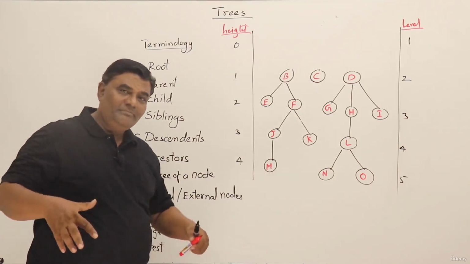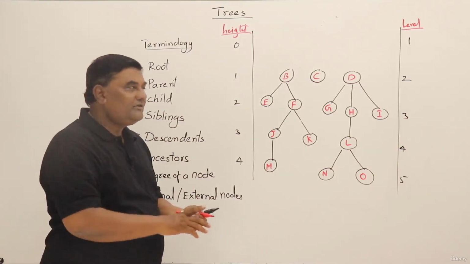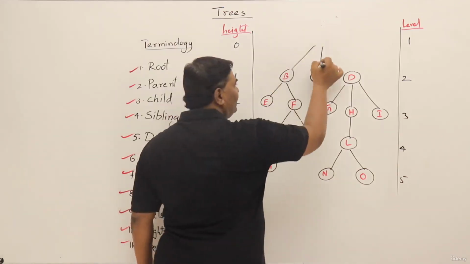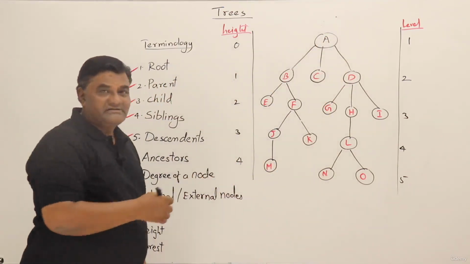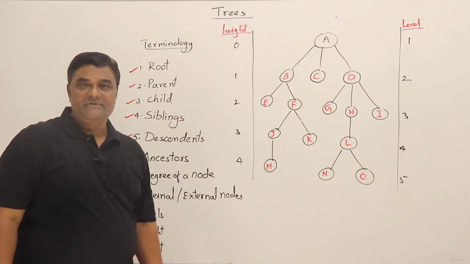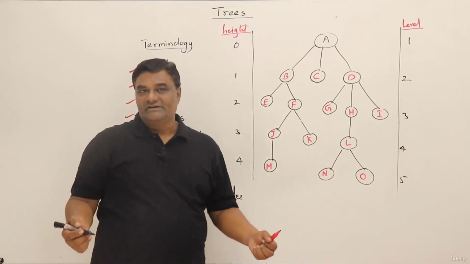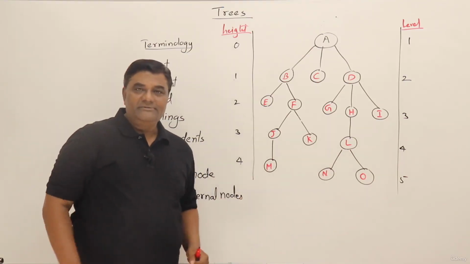And if at all you want to make it a tree by combining all the forests, then you can introduce a node like this. So here a forest is converted into a tree. So forest is a collection of trees. So that's all with the terminology.